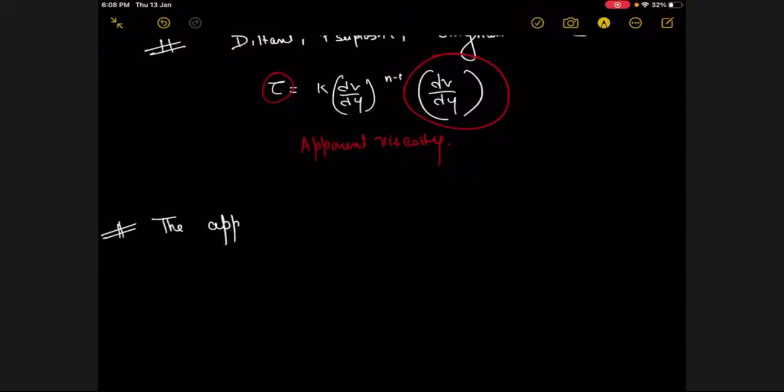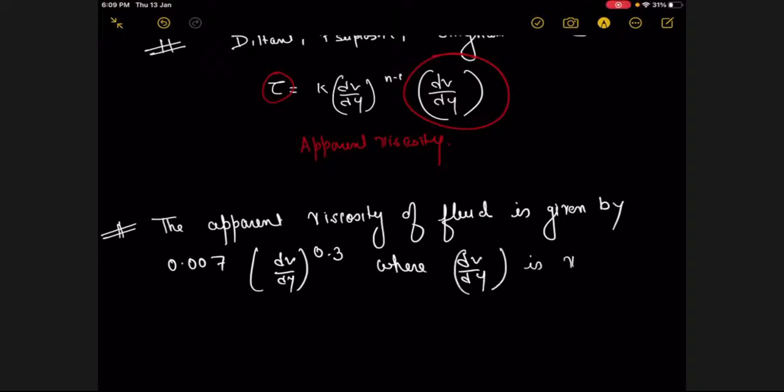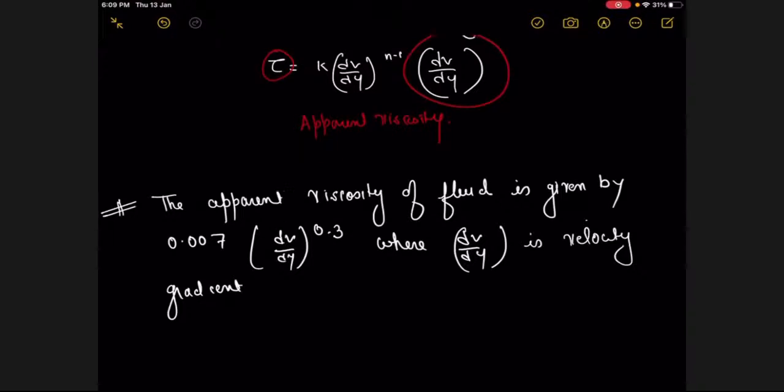The apparent viscosity of a fluid is given by 0.007 (dV by dy) to the power 0.3, where dV by dy is the velocity gradient. So you have to check which type of fluid this is by comparing this equation. Okay, so please check.